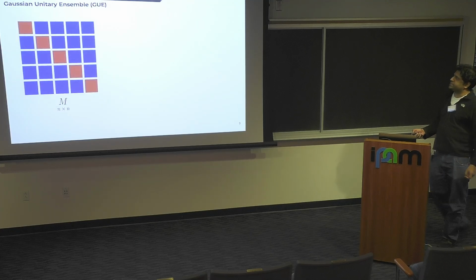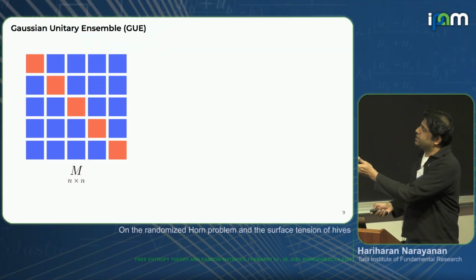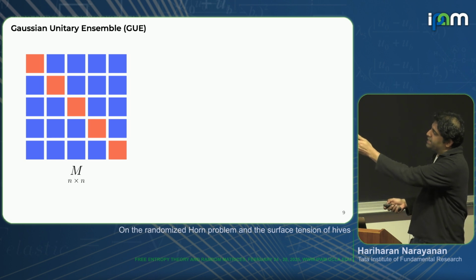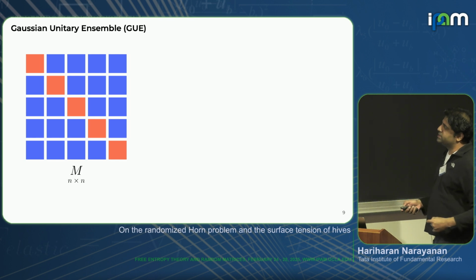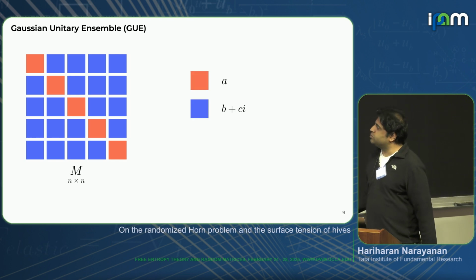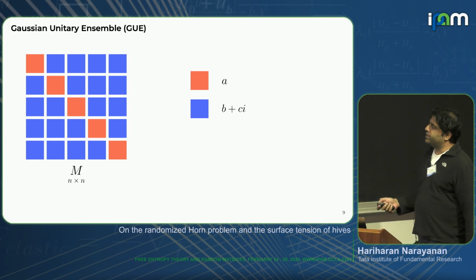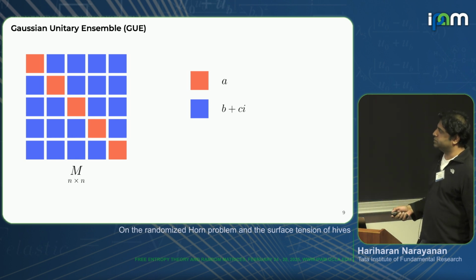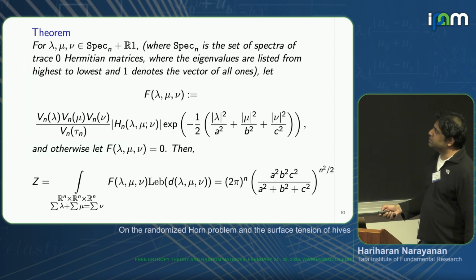So the GUE matrices that we'll be looking at will be normalized so that the diagonals are all independent real Gaussians, normal 0, 1, and the off-diagonals are complex normal 0, 1 with the Hermitian condition enforced, and otherwise you have complete independence.